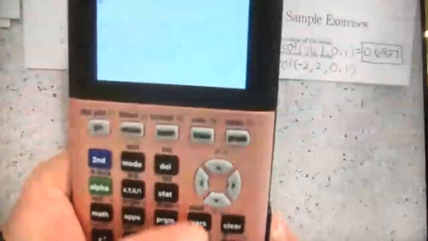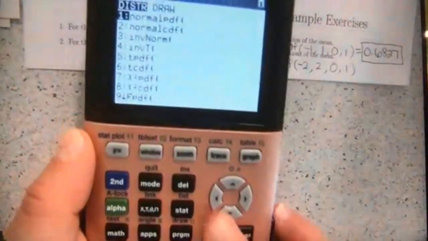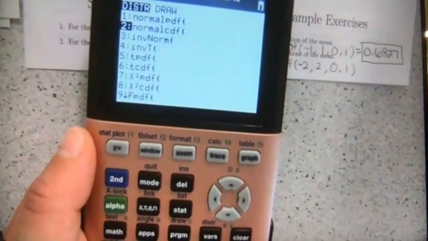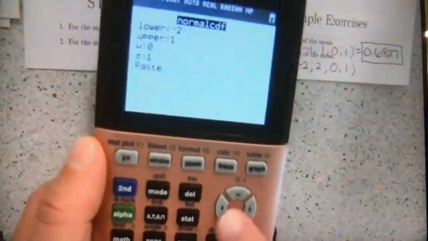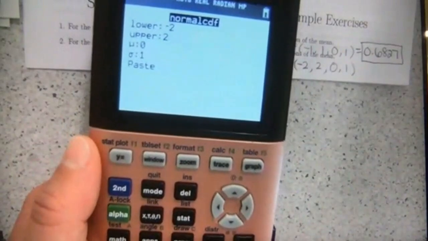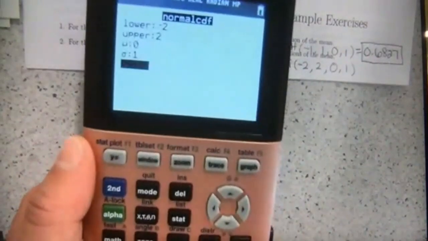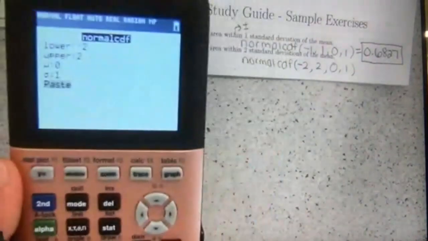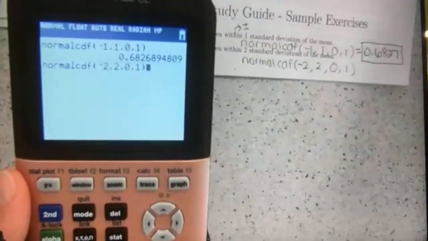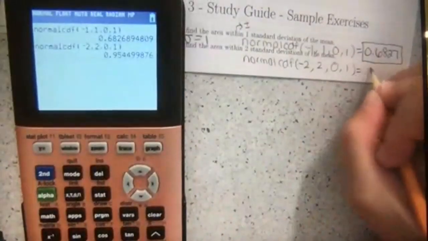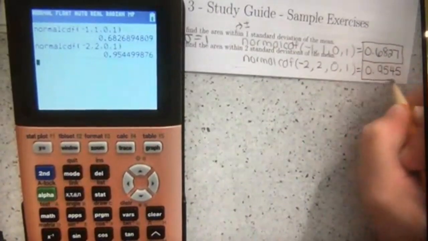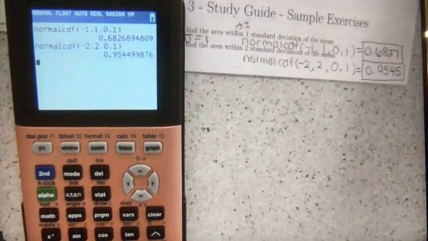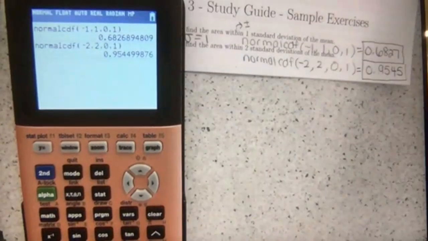So again, we're going to go to second vars, which gives us our distributions. We have a continuous distribution because it's over an interval, so we're going to go down to normal CDF. Our lower limit's -2, our upper limit's +2, our mean is 0, and our standard deviation is 1. Going down to paste, it should look the same for everyone, just how it is written on our paper. Pressing enter, there's our answer. So we get 0.95449, which rounds up to 0.9545.